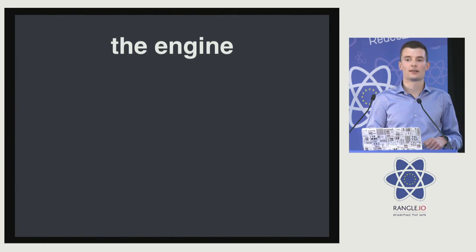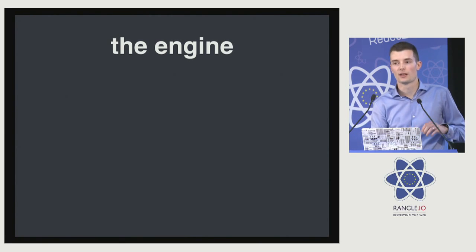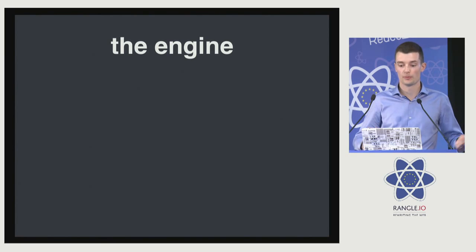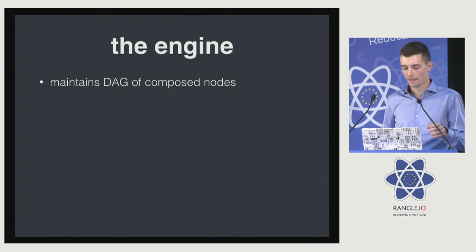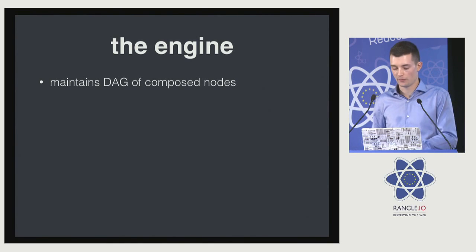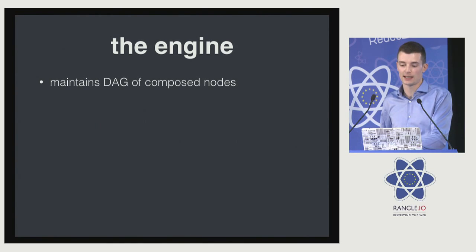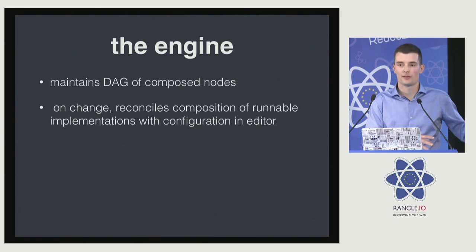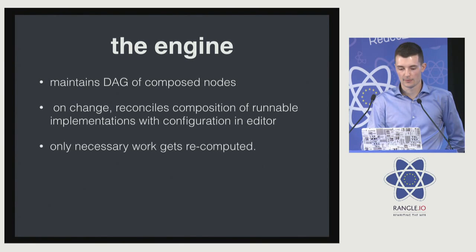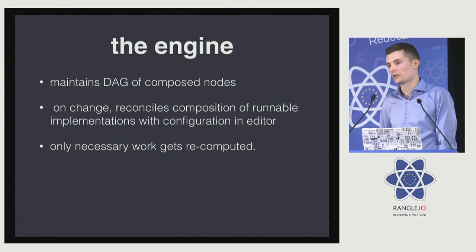So it's the thing that chains together all the implementation, the pure functions, with observable glue. And it basically maintains a directed acyclic graph, because we would do infinite looping if we had cycles, so it can protect against that. And anytime the editor configuration changes, it reconciles the state of the editor with the state of the implementation. And only the necessary work gets recomputed, right?